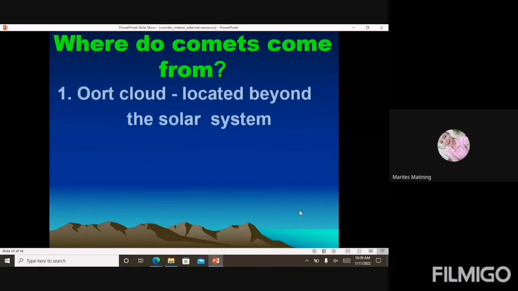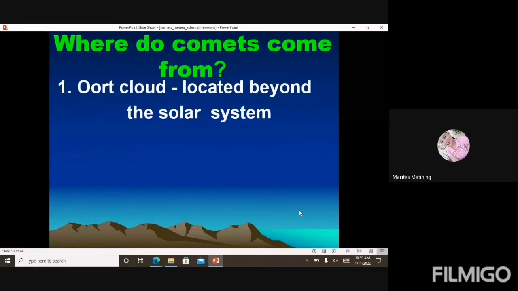Where do comets come from? Actually, first, from the Oort cloud. Nasaan si Oort cloud? It is located beyond the solar system. So, sa pinakamalayong parte ng solar system daw natin, malayo kay sun. So, imagine kung gaano kalamig dyan. Okay?